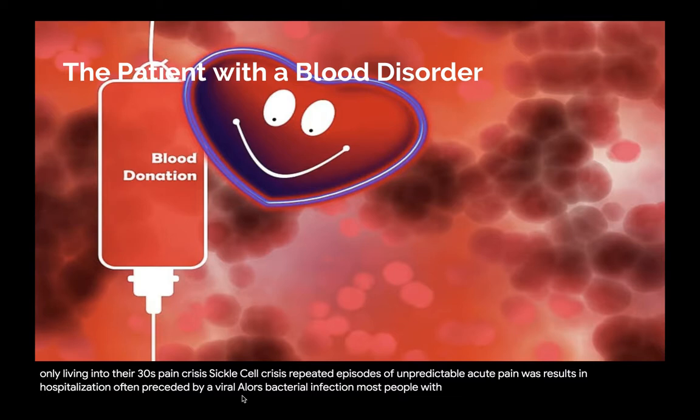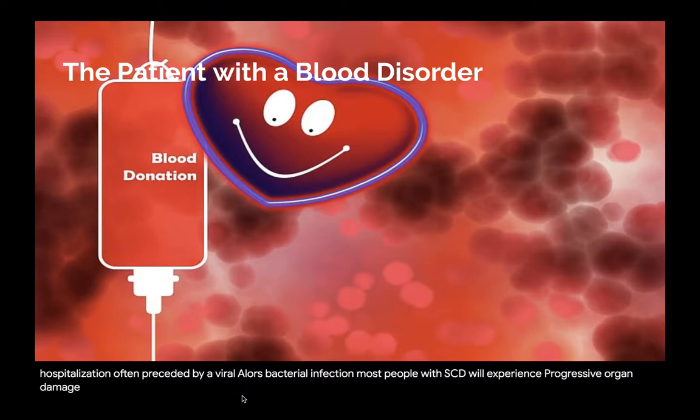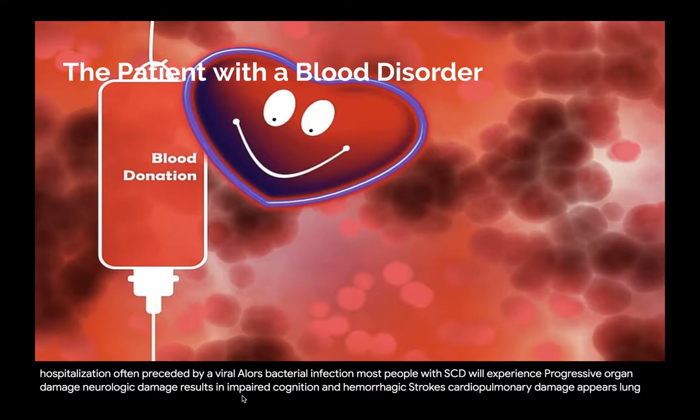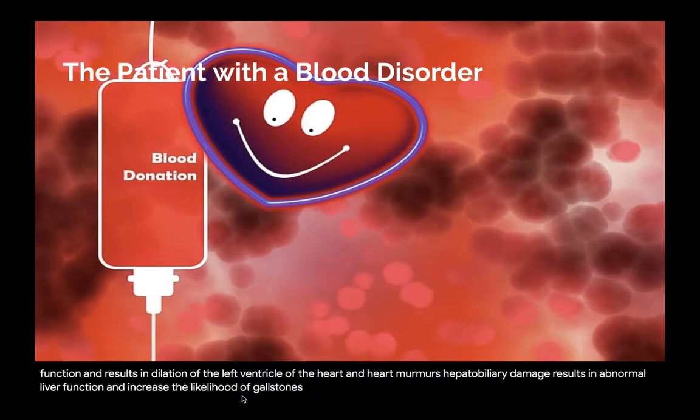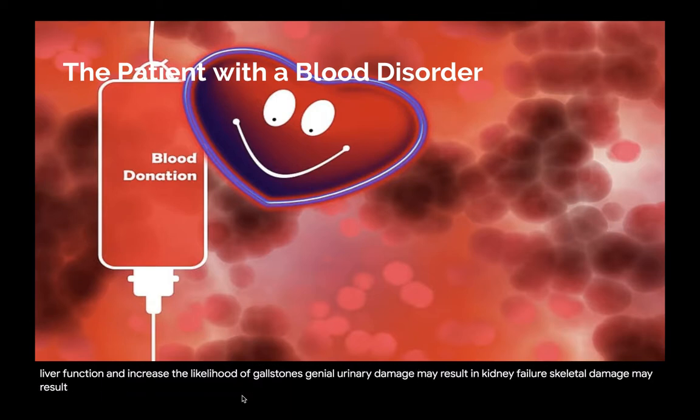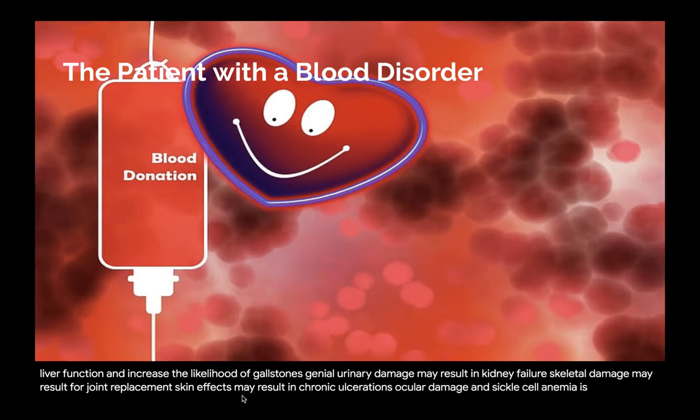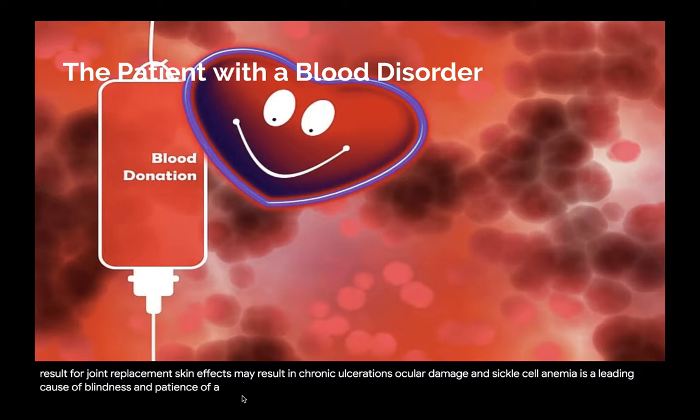Most people with SCD will experience progressive organ damage. Neurologic damage results in impaired cognition and hemorrhagic strokes. Cardiopulmonary damage impairs lung function and results in dilation of the left ventricle of the heart and heart murmurs. Hepatobiliary damage results in abnormal liver function and increases the likelihood of gallstones. Genitourinary damage may result in kidney failure. Skeletal damage may result in necrosis of the hips and shoulders, with a need for joint replacement. Skin effects may result in chronic ulcerations. Ocular damage in sickle cell anemia is a leading cause of blindness in patients of African ancestry.